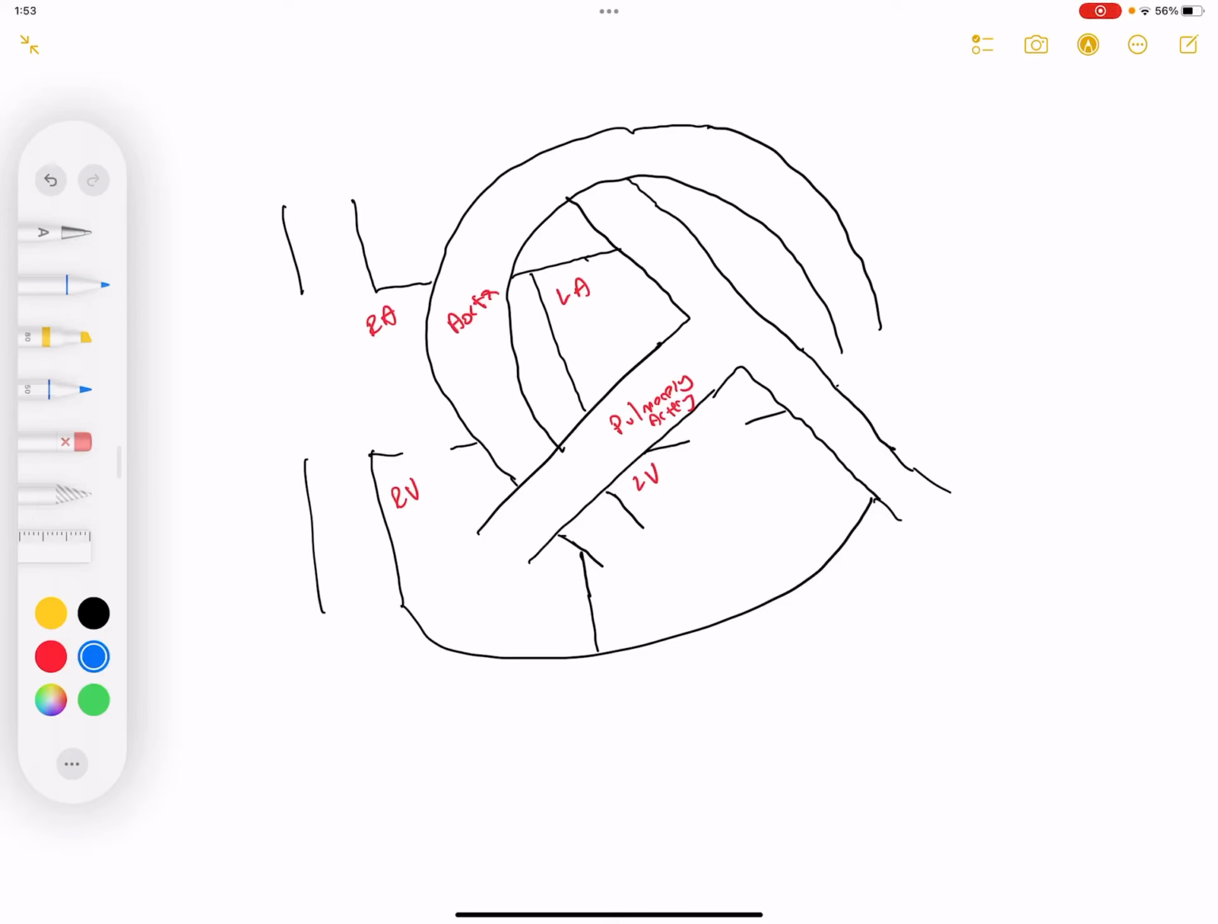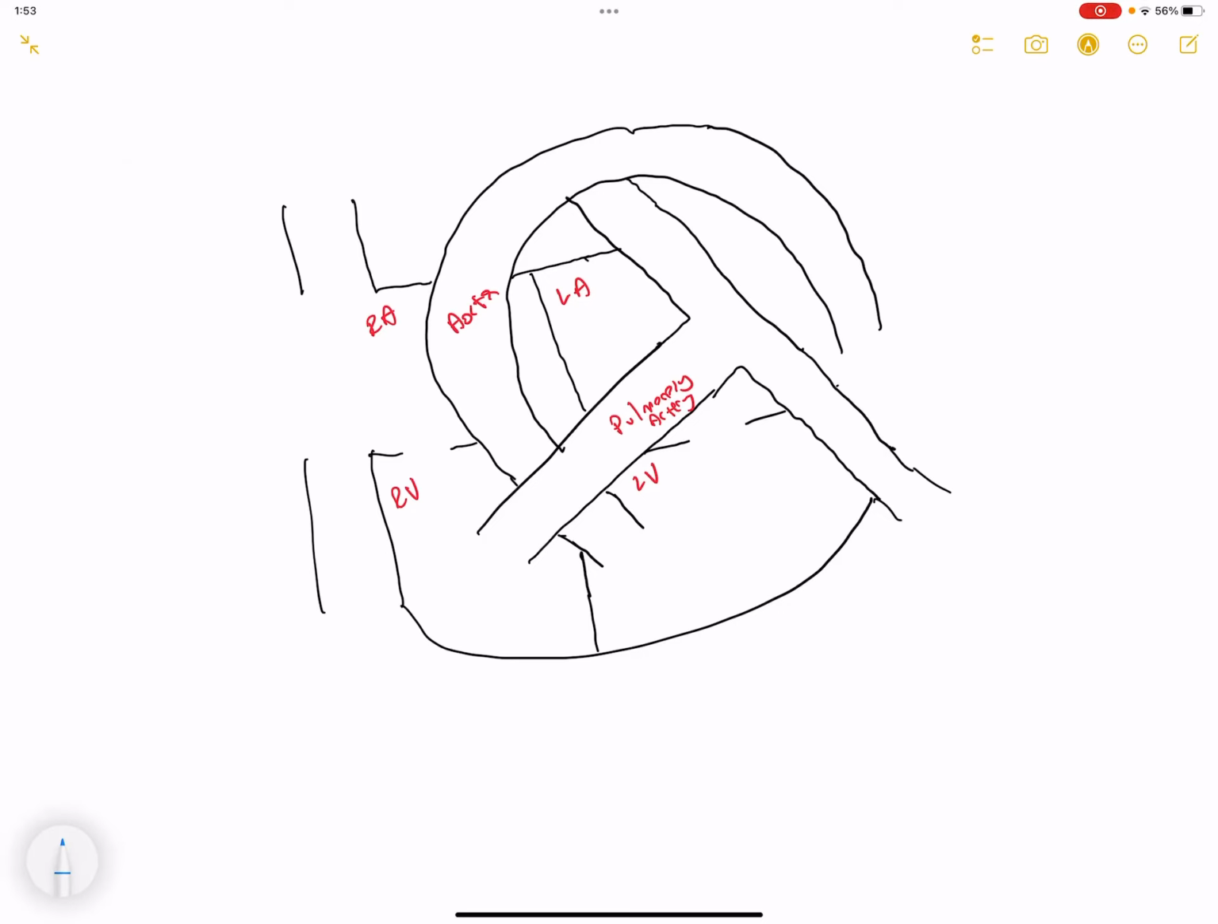In this video, I'm going to be talking about systolic murmurs. Now, systolic murmurs occur during systole. If we are to draw heart sounds in a wavelength form, what we observe is two peaks. One is called S1 and the other one is S2. S1 occurs when the tricuspid and mitral valves close.